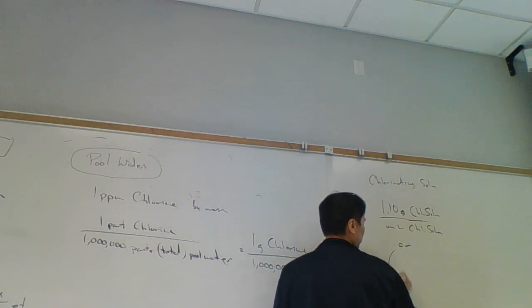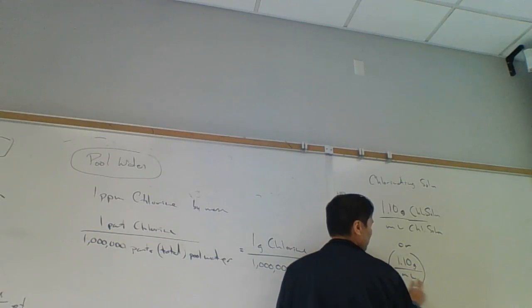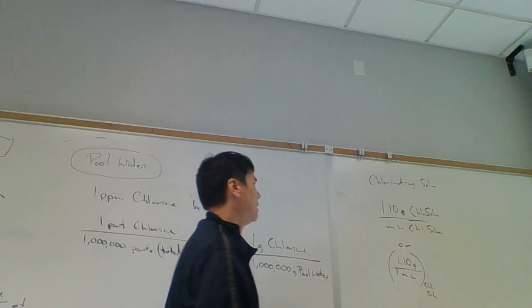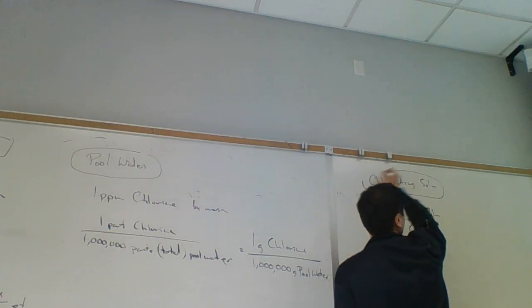Or, another way of doing this is we could do 1.10 grams per milliliter, and then outside the parentheses restrict this. This is just for chlorinating solution. Other things will have a different density. It's per 1 milliliter. And so this is the density of the chlorinating solution.